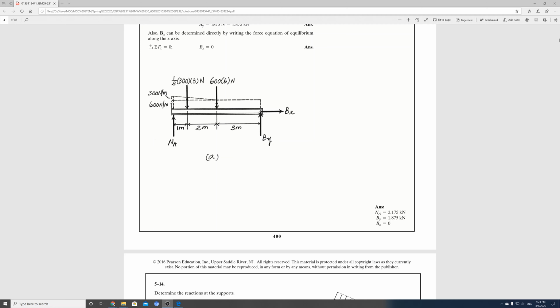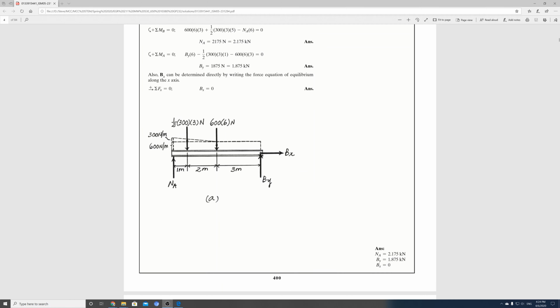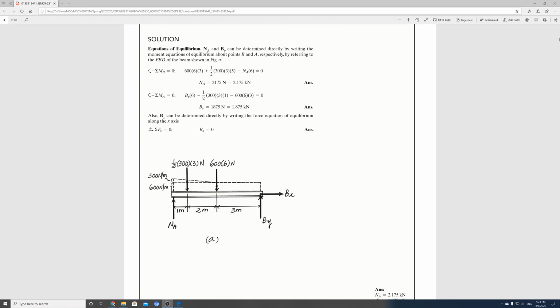The next thing we could do is, I'll do it the same way the author did. But, of course, you could have done the moment about 2 different points, and the author chose to do a moment about point B and a moment about point A. You could have done the summation of the forces in the y direction also. That would have also worked. But okay, let's look at it this way.